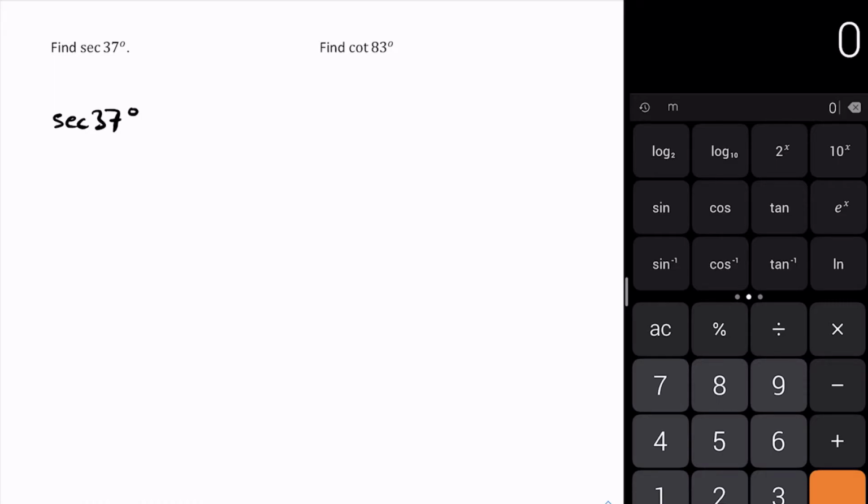What do I mean by that? Well, secant 37 is 1 over cosine of 37 degrees. Now, cos of 37 I can calculate.